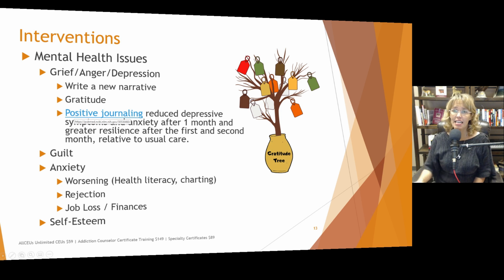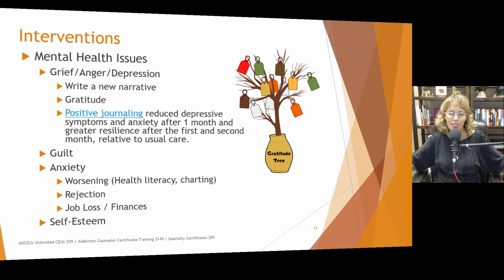Positive journaling has been found to reduce depressive symptoms and anxiety after a month and increase resilience after the first and second month relative to usual care. All that means is spending 10 minutes a day writing down all the good things that happened that day. It's 10 minutes a day where you're just focusing on the positive.